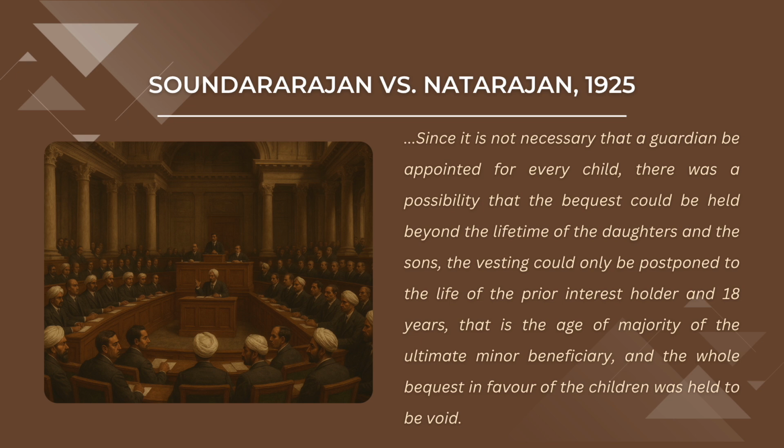The vesting could only be postponed to the life of the prior interest holder and 18 years. That is, the age of majority of the ultimate minor beneficiary, and the whole bequest in favor of the children was held to be void.